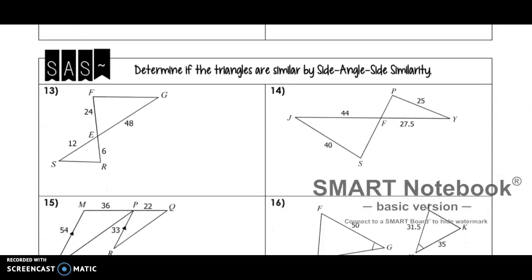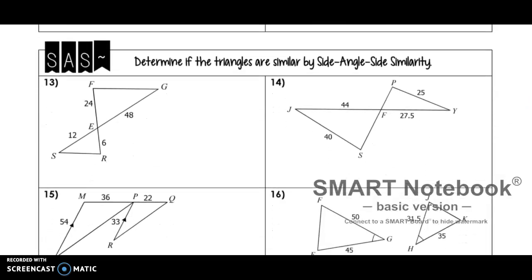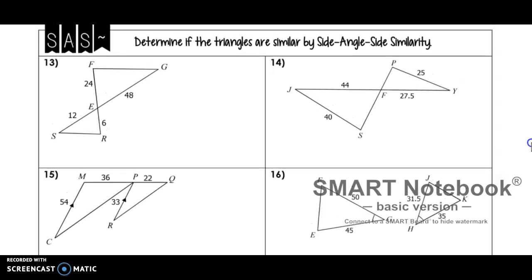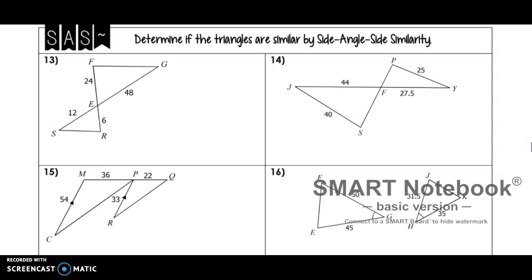So side, angle, side. Okay, so I'm going to do 2 examples of this one. So for side, angle, side, you need to make sure that your angle is in between the sides. Okay, so let's look at this one. So we'll do this guy and this guy. So we know those 2 angles are congruent because they're vertical. A lot of times with side, angle, side, they're going to give you that vertical angle.